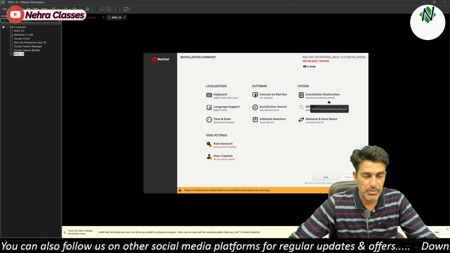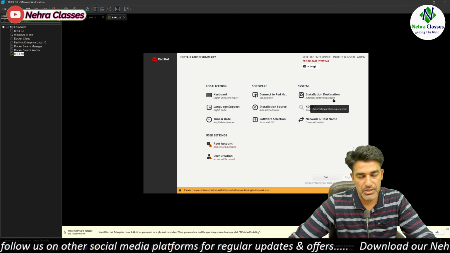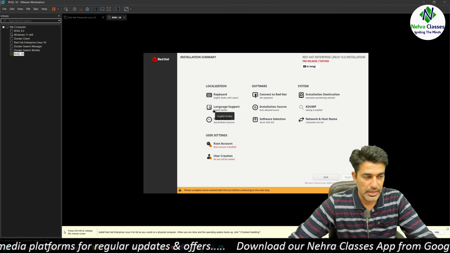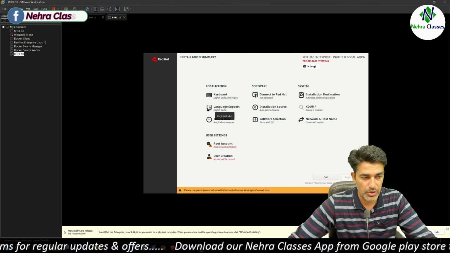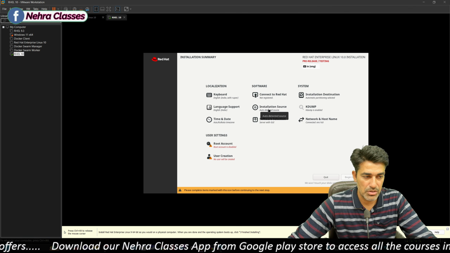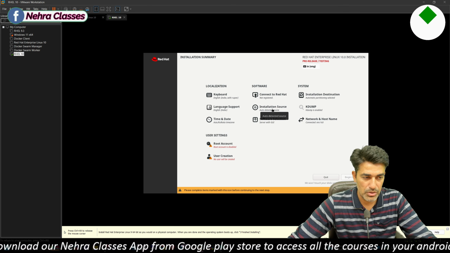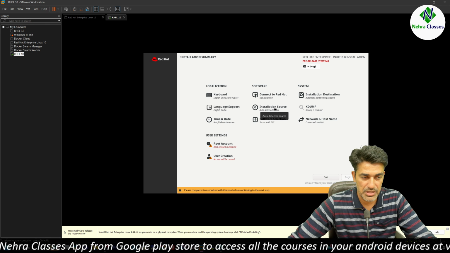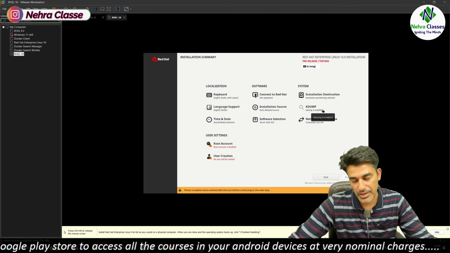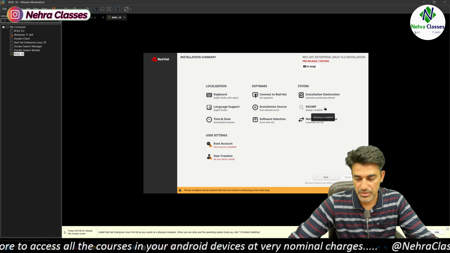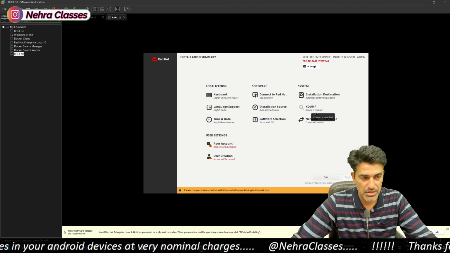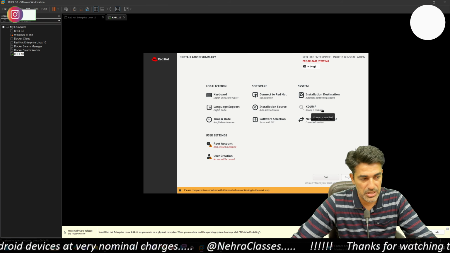We will talk about the partitioning in the storage section. You don't need to worry about it. In language support, English India is already selected, so we don't need to worry about this option. Again, the installation source is also auto detected, so we don't need to make any changes here as well. Kdump is already enabled. Kdump means kernel dump. It is a feature. So we will talk about the kernel dump in the upcoming sessions. Again, you don't need to make any changes here.